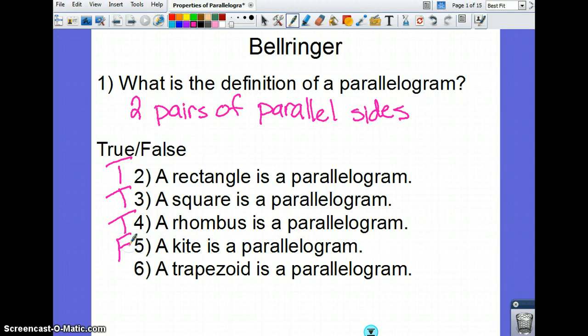The kite, that is not a parallelogram because I can draw a kite, for example, this kite, and that's definitely not a parallelogram. These opposite sides are not parallel to each other. A trapezoid is a parallelogram. That is also going to be false because the trapezoid has exactly one pair of parallel sides. A parallelogram has exactly two pairs of parallel sides, so there's no overlap between those two definitions.